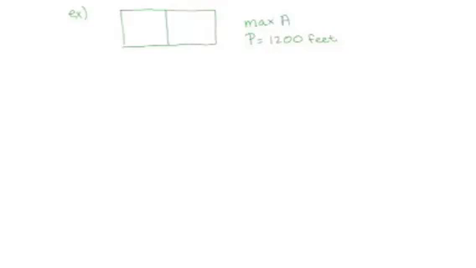Well, we were told these two rectangles were identical. So I'll call the height of each of these rectangles y. So we have three y strips of fencing. And then we have an x here and x here because they have to be the same shape, and an x here and an x here. So together, we have 4x strips of fencing plus 3y strips of fencing, and in total this has to be 1200 feet of fencing.